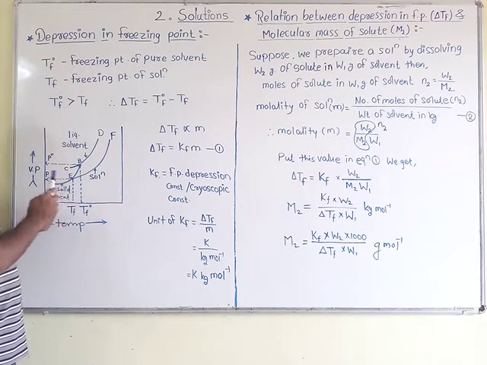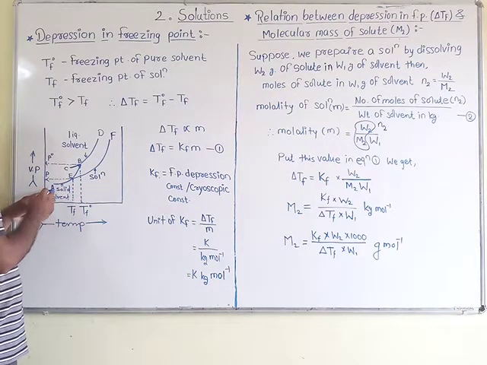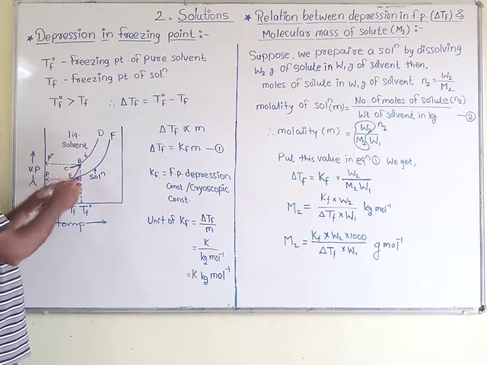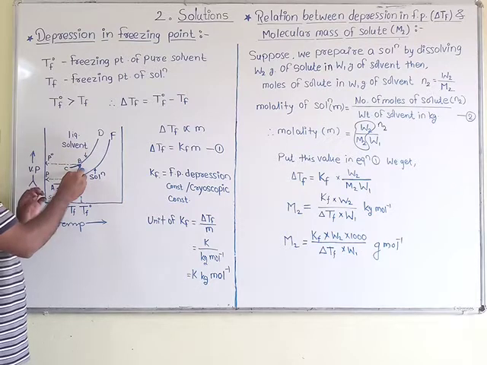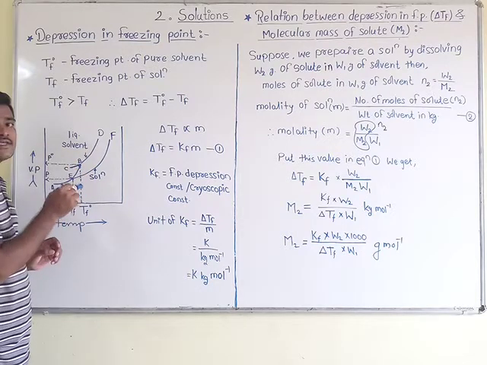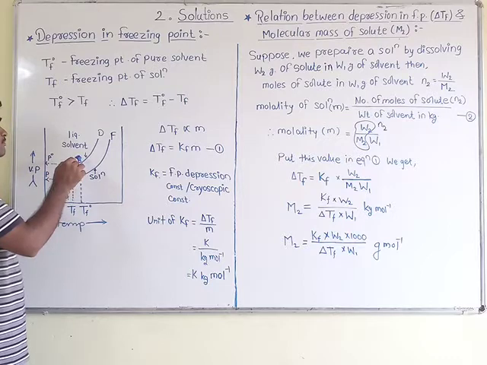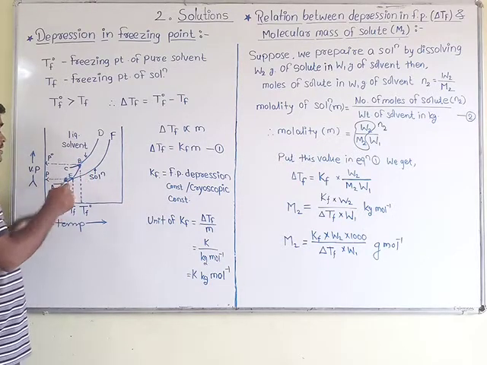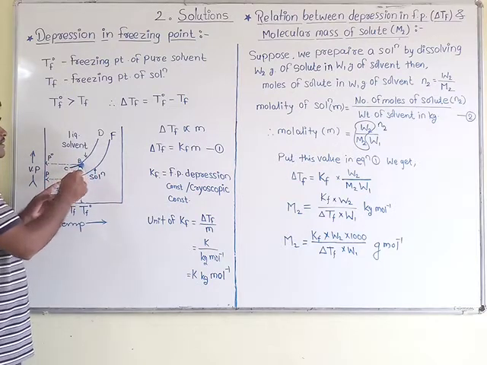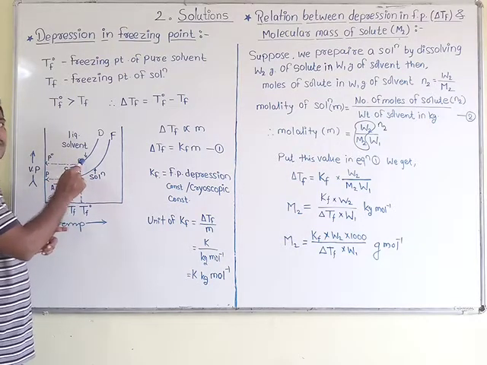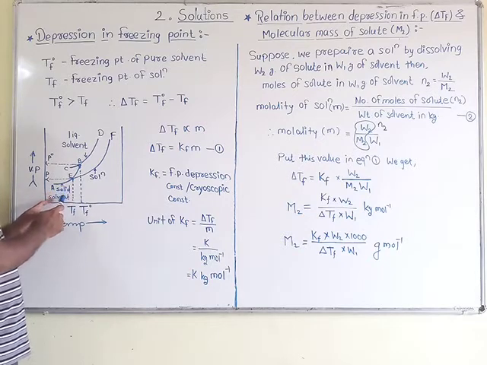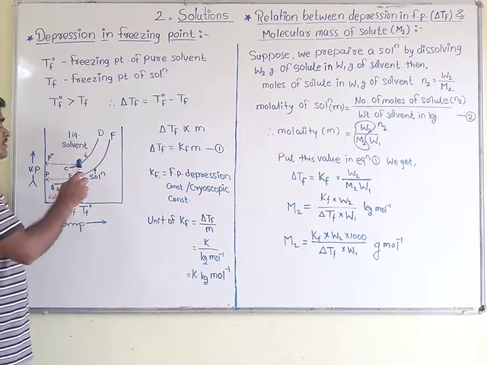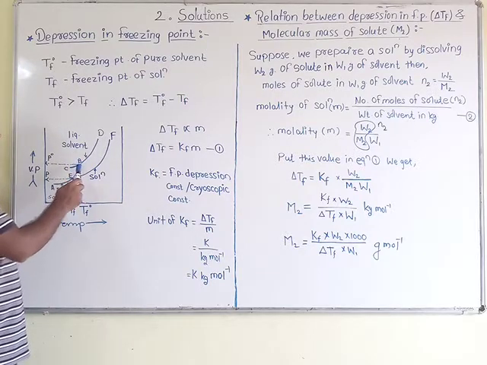Now when we consider the curves AB and CD, these two curves meet at a single point. That point we are calling point B. What does this point B tell us? When the two curves intersect at point B, it means the solid solvent is in equilibrium with the liquid solvent. So this is a very important point, you just take it into account.